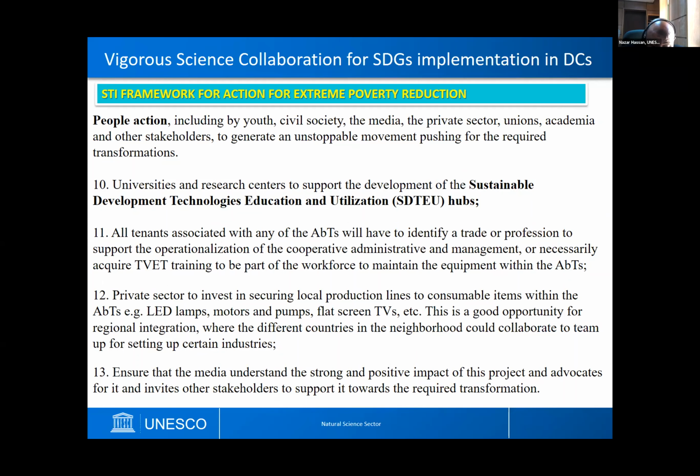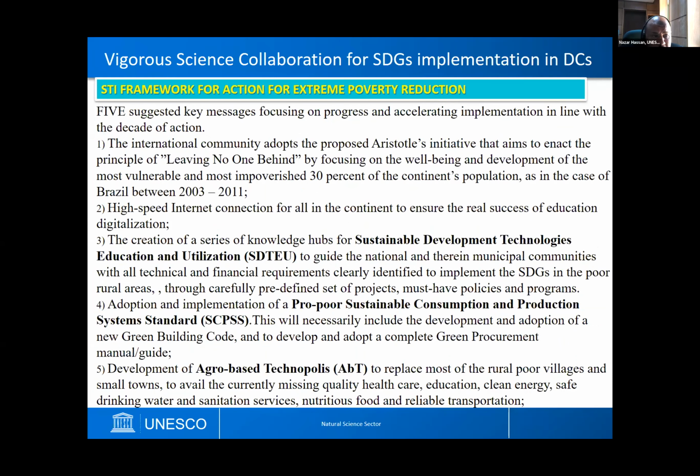And as I said, maybe five suggested quick key messages. The international community should be focusing on the well-being of the 20% impoverished people. High-speed internet connection is important. The creation of a series of knowledge hubs is important. Adoption and implementation of this sustainable consumption production system standard, and the development of agro-based technopolis.